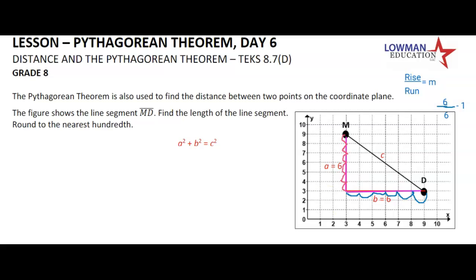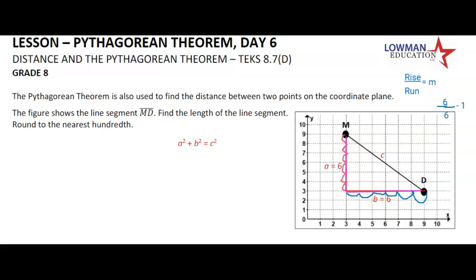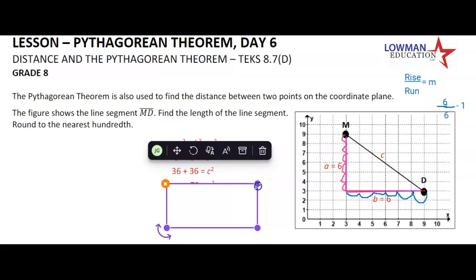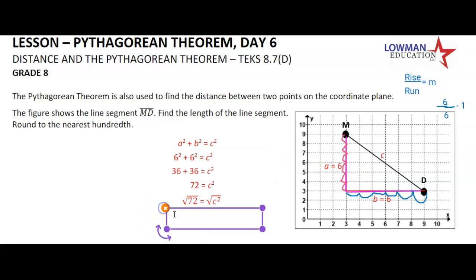Now let's see how it applies to the Pythagorean theorem. Your legs, which are connected to your 90-degree corner, are A and B. So step 1, write your formula. Step 2, plug in your known values. Step 3, as you see it, key it. And then finally, find the square root of 72 and round to the nearest hundredths.